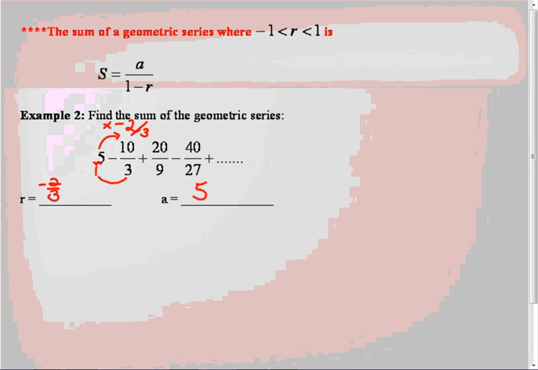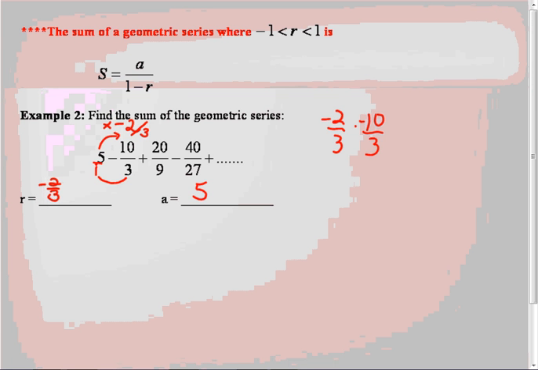Check. But they won't ask you for the sum unless you can do it. It's got to be geometric. So that's a clue. Pay attention to that. If I take negative 2/3 times negative 10/3, do I get the next term? Yes, I get a positive 20/9. And you should just double check.